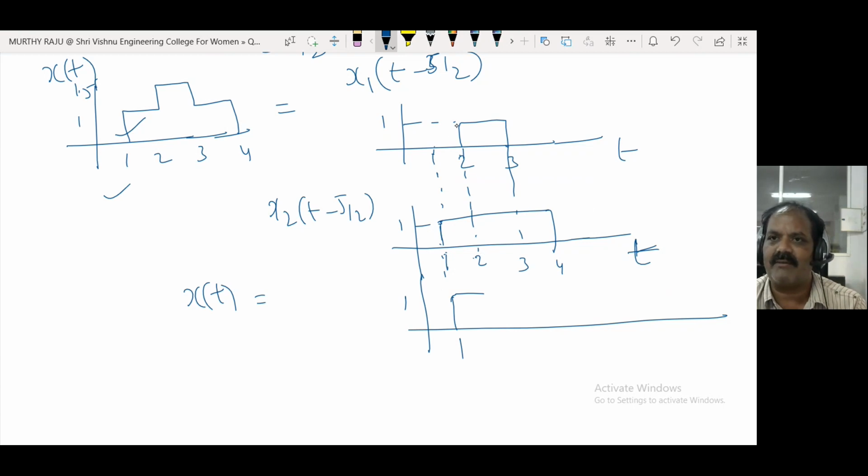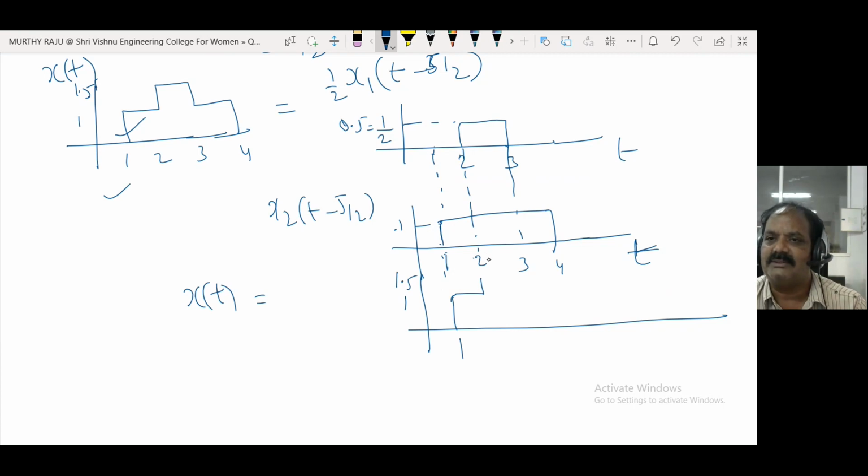And at t is equal to 2, here the value is 1. 1 plus 1 is 2. But here the value is 1.5. That is the reason here we use 1 by 2. 1 by 2 is 0.5. Okay. Now at t equal to 2, the value of x2 of t minus pi by 2 is 1. The value of x1 of t minus pi by 2 is 0.5. 1 plus 0.5 is 1.5.